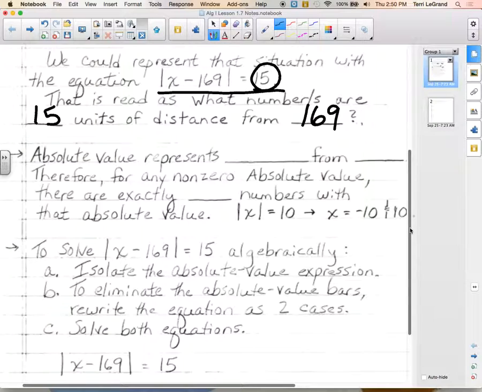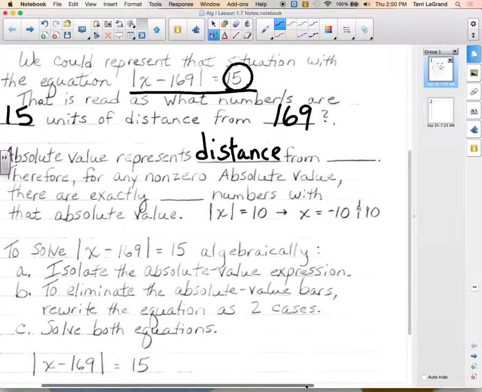Okay, here's what absolute value is. Distance. You guys should have heard about absolute value before you got to 9th grade, but apparently we haven't. Absolute value represents distance from 0. How far away is that number from 0? When you are asking for the absolute value of something, you're asking how far away it is from 0.